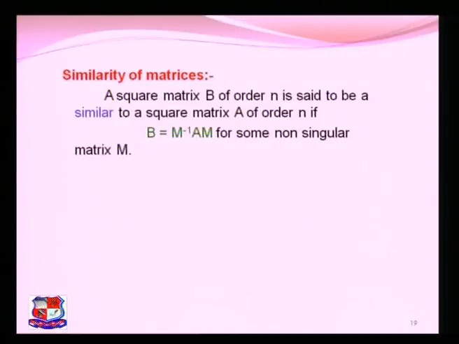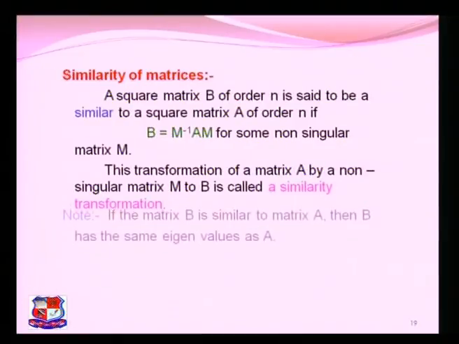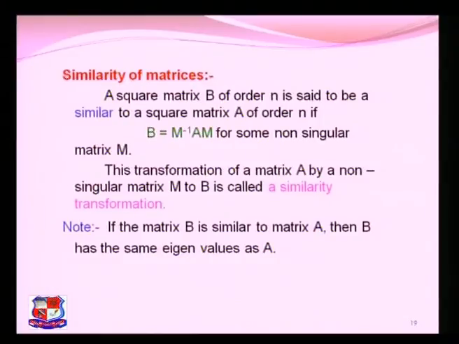Then B is called the similarity matrix for A. This transformation of matrix A by a non-singular matrix M to B is called a similarity transformation. This is the similarity of matrices, and this transformation is known as similarity transformation. Note that if the matrix B is similar to matrix A, then B has the same eigenvalues as A.